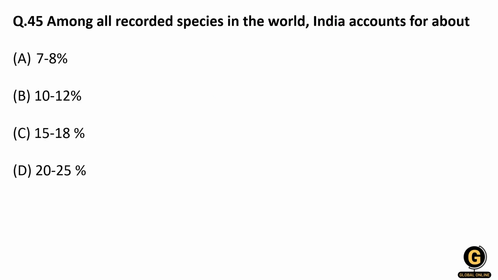Among all the recorded species in the world, India accounts for. So, students, first of all, who records all these species? These species are recorded by IUCN. Remember, it is very important. International Union for Conservation of Nature, and it is headquartered in Switzerland. Remember, it is Switzerland, right?